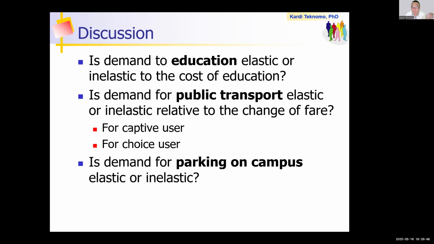Because if the people are actually captive, so this becomes a necessity, they cannot change. Regardless of the price, they're captive to this. But if they have a choice, then demand becomes elastic. So up to here, any other question? I think if you learn this already, that's very good.